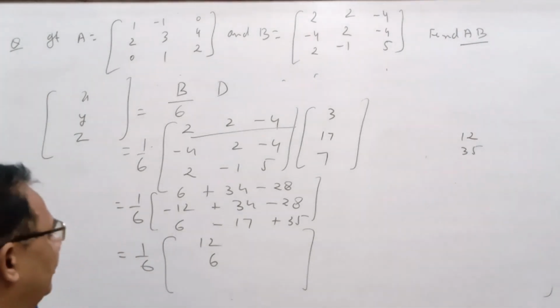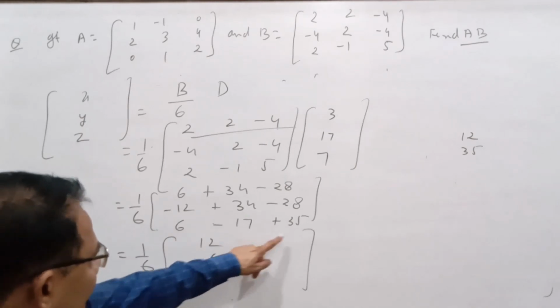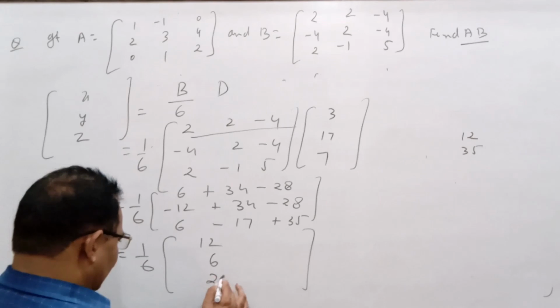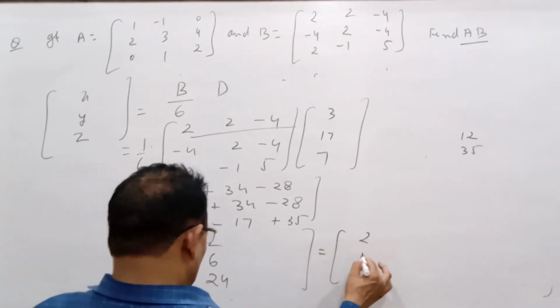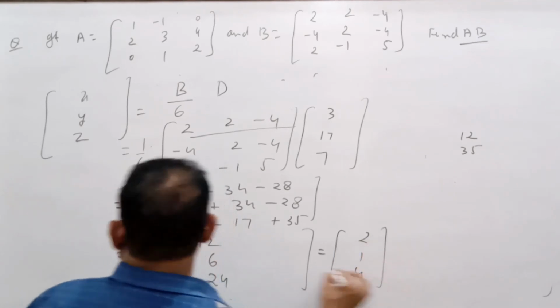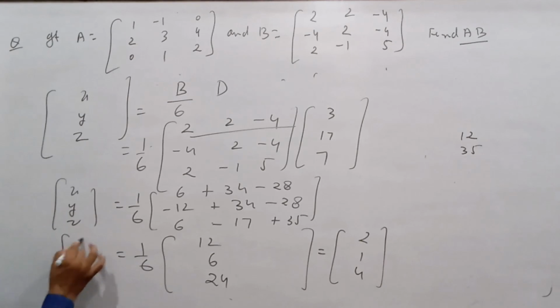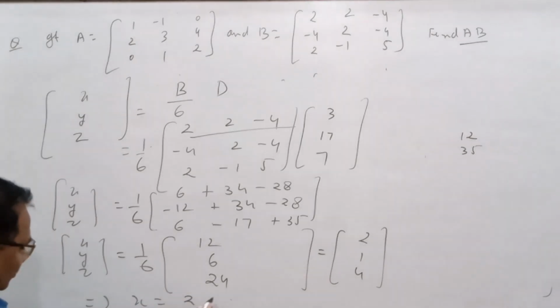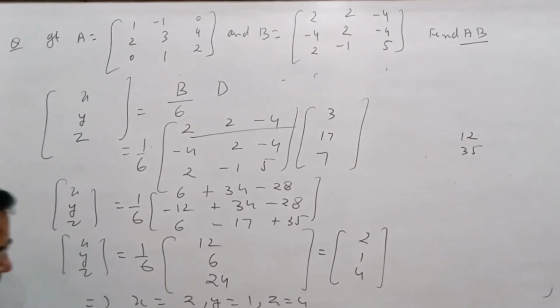12, minus 6, that is 24, minus 6, 17 plus 35, that is 24, and this is equal to 2, 1 and 4, and on comparing the values of x, y and z, this implies that x is equal to 2, y is equal to 1 and z is equal to 4.